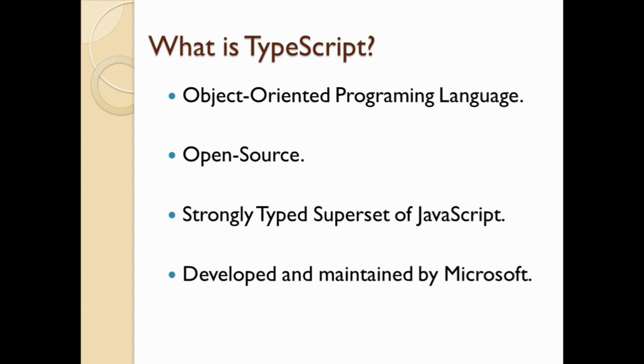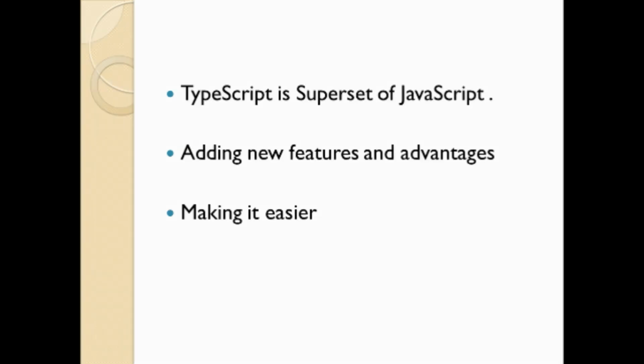TypeScript is an object-oriented and open-source programming language developed and maintained by Microsoft. Object-oriented means it deals with the real world. By open source, it means it's freely available. It's a typed superset of JavaScript. Superset means adding new features and advantages to JavaScript.